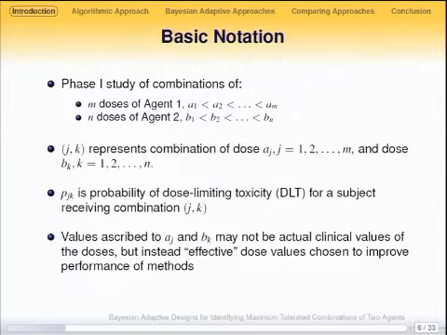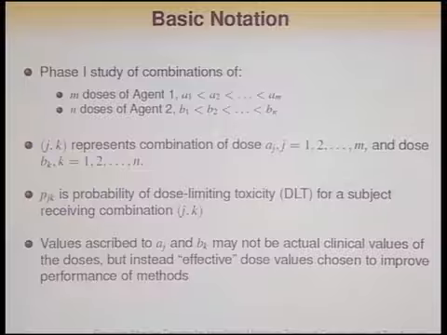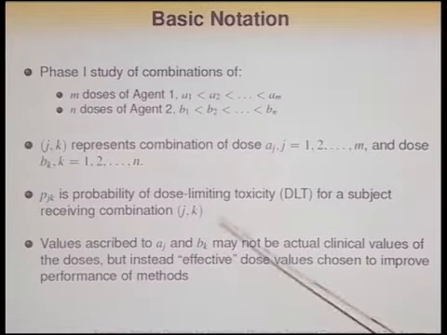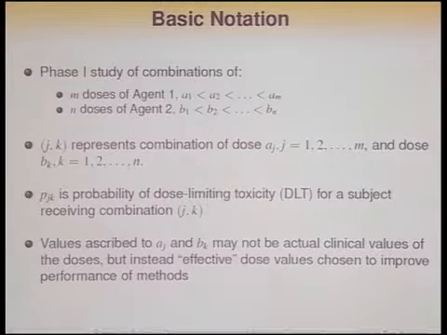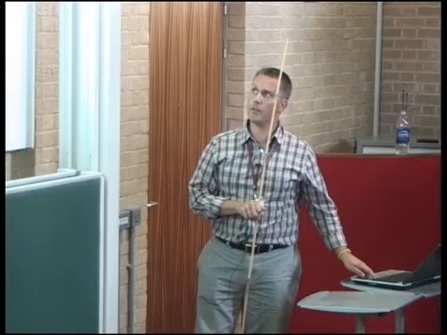Basic notation here, we've got two agents. I'll have little m doses, of course, that are ordered from lowest to highest of one agent, and little n doses of a second agent, ordered from B1 through Bn. And I'll use JK in parentheses to denote the combination of the doses of each of the agents. And then I've got some probability PJK that says what's the probability of a DLT for someone who gets that combination. And again, if you do enough phase 1 trials, I'm designing these AJs and BKs. These are not actual clinical doses in many settings. They're numbers that we come up with that make our model tractable and work well, with well defined very vaguely. Right, so that's the basic notation across all the designs.